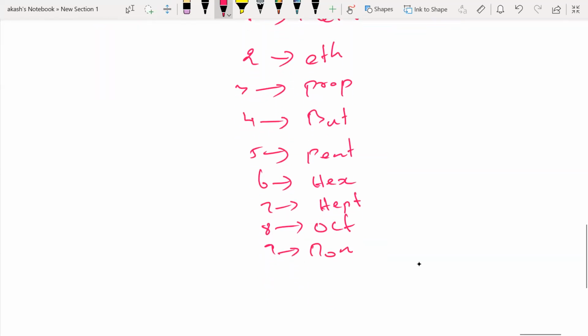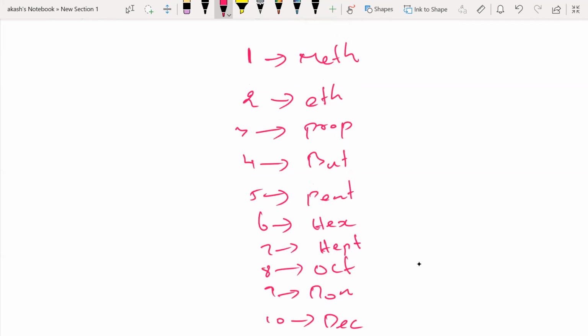Ten carbon atoms in the longest possible chain, you will go for dec. Again, these numbers and the corresponding root words you have to remember. 1 means meth, 2 means eth, 3 means prop, 4 means but, 5 means pent, 6 means hex, 7 means hept, 8 oct, 9 non, and 10 is dec. We have more than 10 also, 11, 12 also have names, but for your level, don't worry about it. Till 10 at least you have to remember.